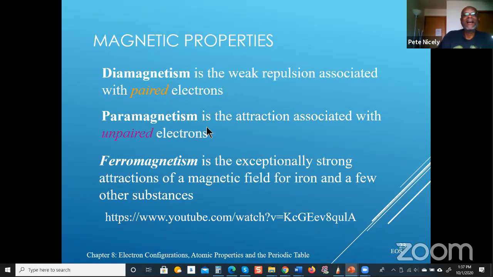We're going to look at the fact that if you have an electronic structure where you have unpaired electrons, then you can actually observe this particular phenomenon, all right?